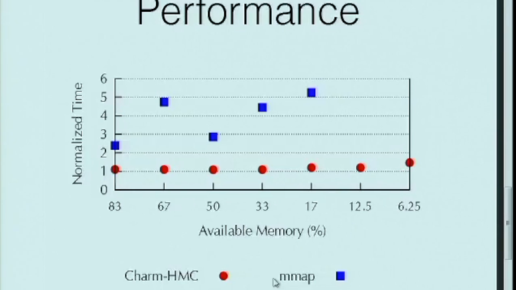And we compared the performance of using the Charm++ runtime support or using the Linux mmap interface for out-of-core execution. As you can see, with the Charm++ support, it scales very well, even when the available memory drops below 6.25%. However, with the Linux mmap interface, the performance decreases quite a lot.